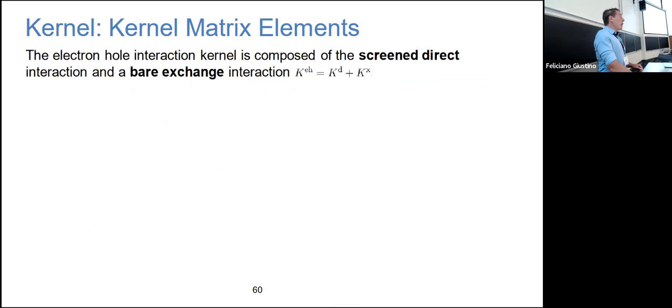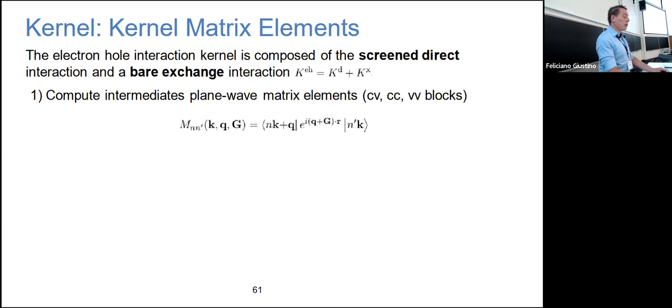Now, Kernel has very similar features to what we find in terms of computational kernels with Sigma and Epsilon, actually. We distinguish two different kinds of kernel matrix elements, the screened direct interaction and the bare exchange interaction, which sum up in order to build the BSE Hamiltonian.